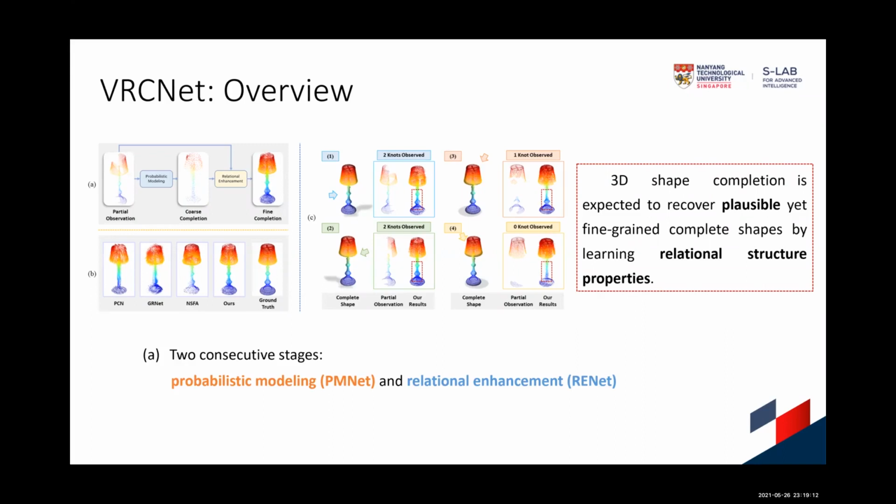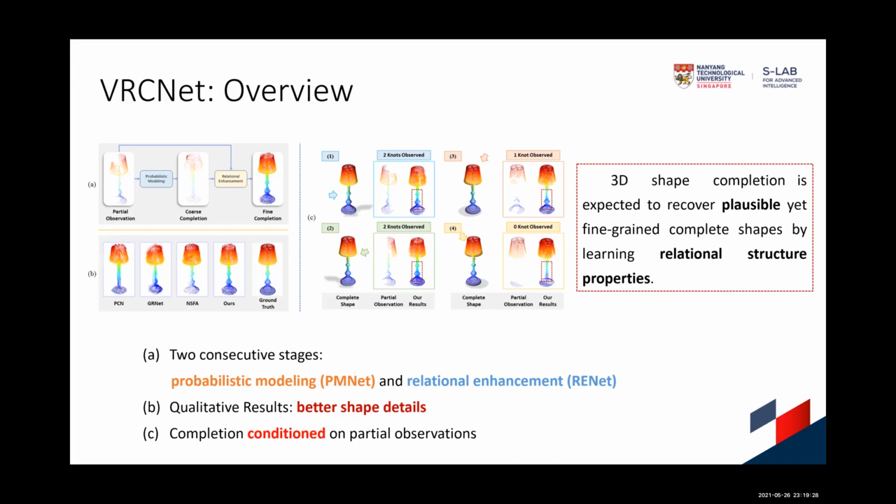We propose VRCNet, shown in Figure A, and it consists of two consecutive subnetworks: first, probabilistic modeling, PMNet, and second, relational enhancement, RENet. As shown in Figure B, VRCNet can generate better shape details. In Figure C, given different incomplete point clouds, VRCNet can generate different reasonable complete point clouds.